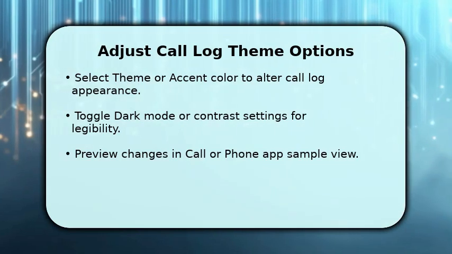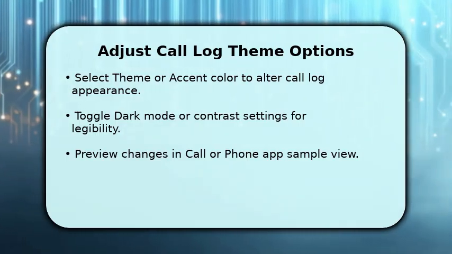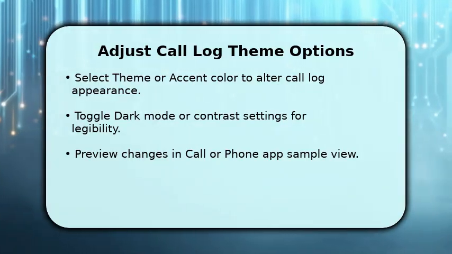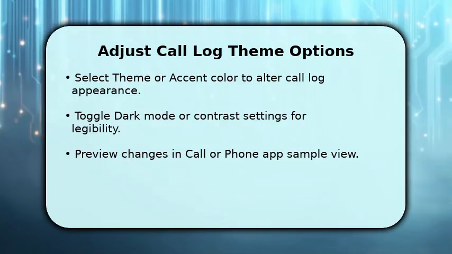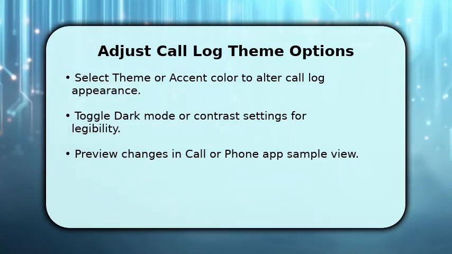Now you'll select theme or accent color and focus on the phone or call log preview. Tap accent color to pick a primary hue. This affects call header, incoming call buttons, and highlights. Once you choose a color, enable dark mode or adjust contrast to keep text readable on that background.